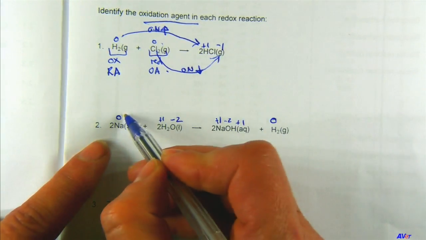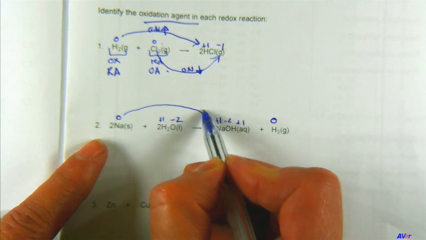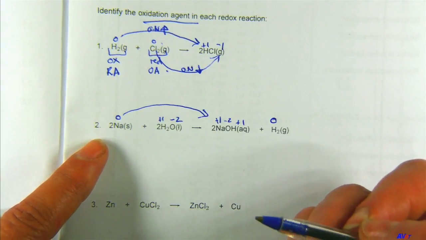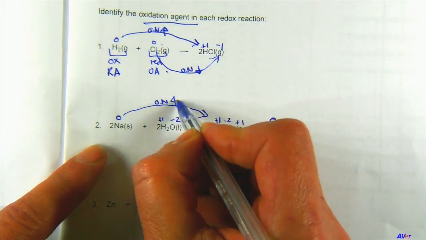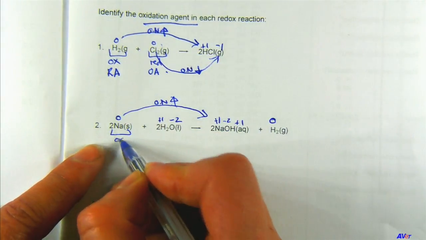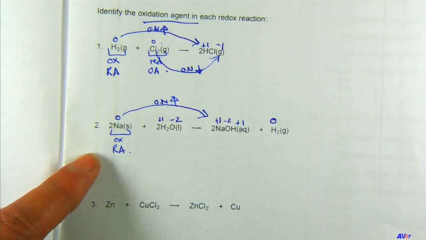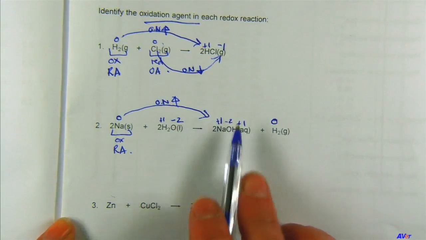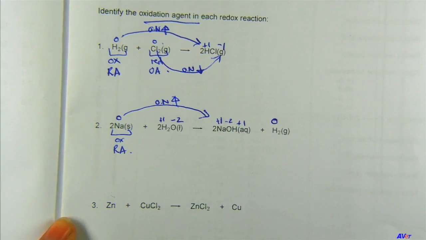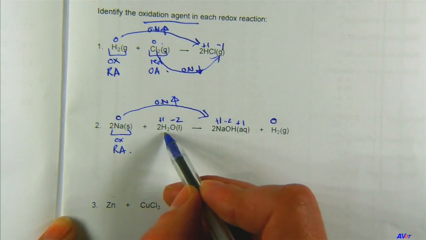Right, so let's look at the sodium. Sodium goes from 0 to +1. Oxidation number increases. This one is oxidizing. It is the reducing agent. Right. Now, you can't look at the oxygen. The oxygen is -2 and -2. It's not changing. So we're going to look at the hydrogen.